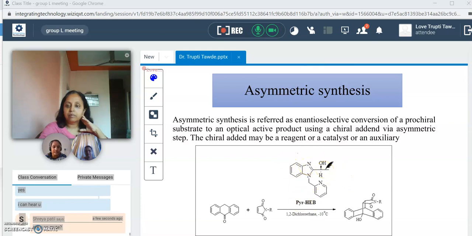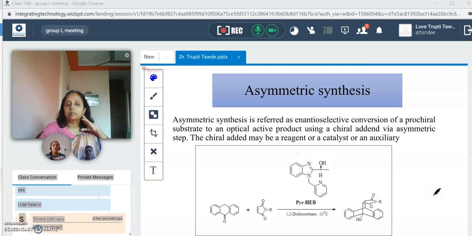So this catalyst will allow this reaction in such a way that whatever chiral centers are created here are enantiomerically pure material. This is from one of my own research papers where this particular product has been achieved with up to 90% enantiomeric excess. That's it.